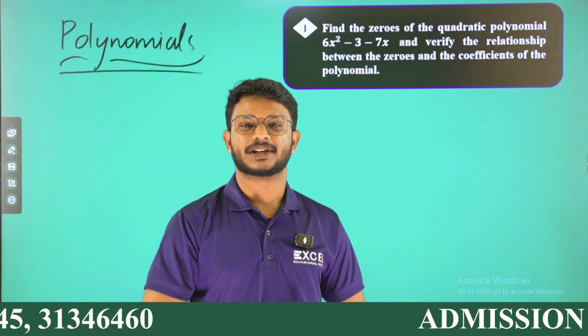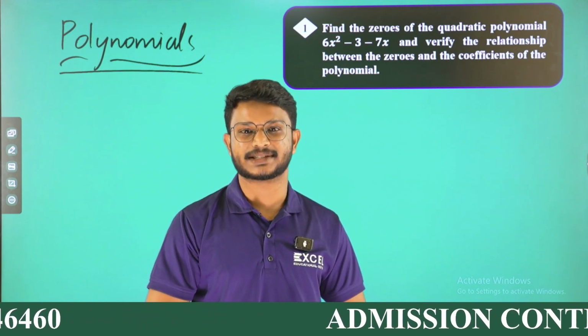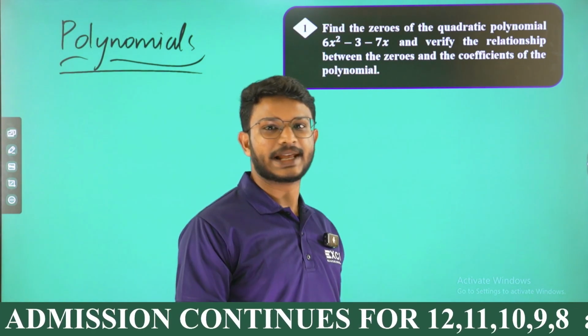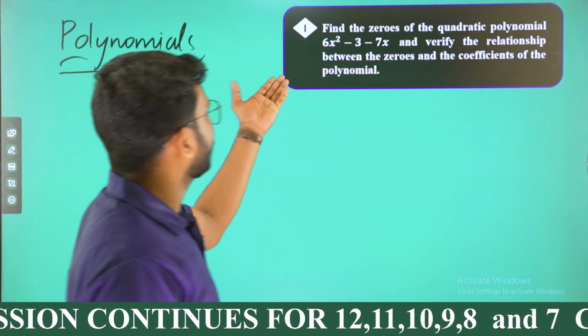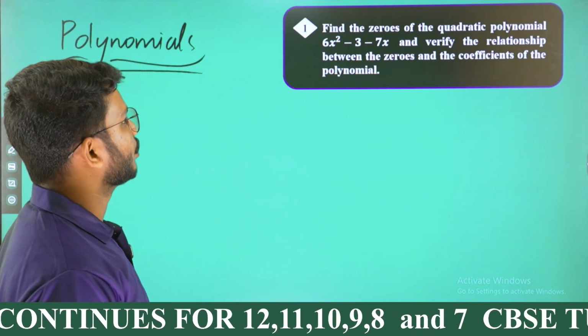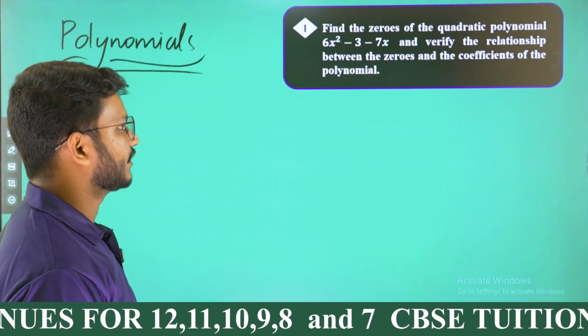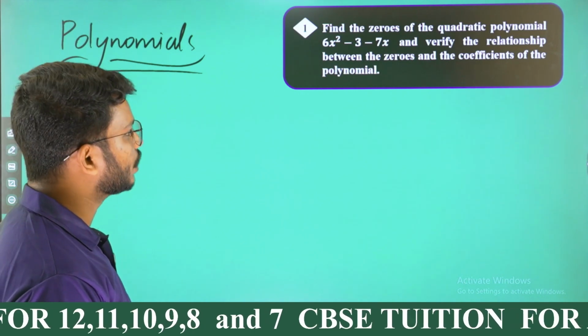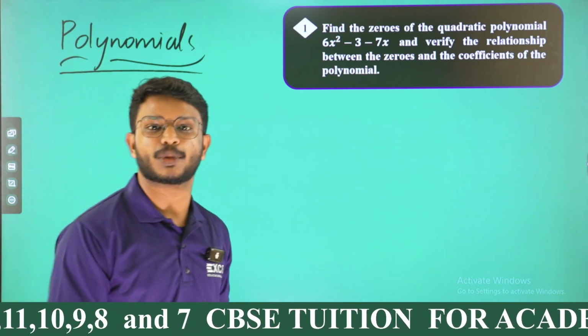I'm Khaleel. Today we are discussing the chapter Polynomials from grade 10 Maths. Let's do our first question. Find the zeros of the quadratic polynomial 6x square minus 3 minus 7x and verify the relationship between the zeros and the coefficients of the polynomial.